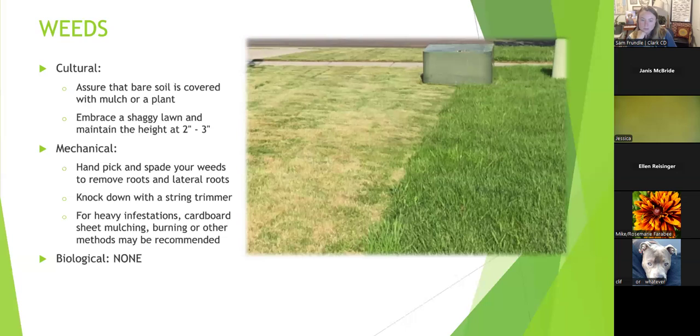Mechanically, try to hand pick and spade your weeds to remove the roots and any lateral roots. You can knock them down with a string trimmer, also known as a weed eater. For heavy infestations, cardboard, sheet mulching, burning, and other methods may be recommended. Biological, I put none there. People are hiring out their goats these days, so that if it's a large acreage, you can have goats come in and they'll eat all your weeds.